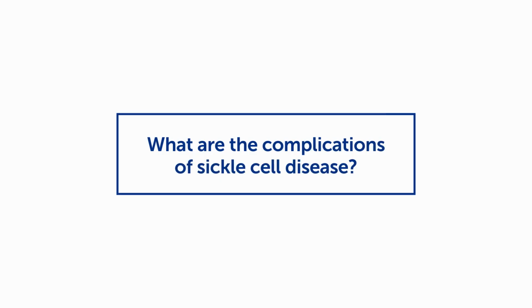In both forms, a child has one sickle hemoglobin gene and one beta thalassemia gene, which results in less or no healthy adult hemoglobin. The severity of the disease depends on the amount of healthy adult hemoglobin produced. Symptoms may vary from mild to severe. What are the complications of sickle cell disease?